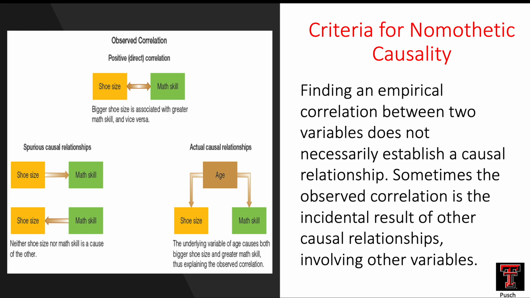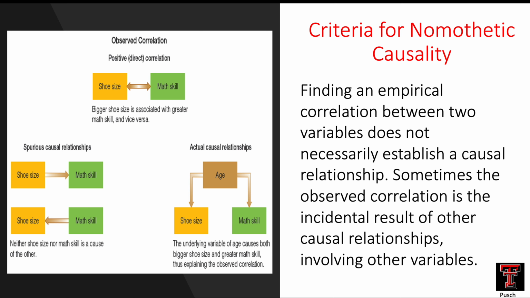Okay, so again, finding an empirical relationship between two variables does not necessarily establish a causal relationship. Sometimes a correlation is the result of other relationships, other variables. So here on the left-hand side is one example of a spurious relationship. We might say that there's a correlation between shoe size and math skills.